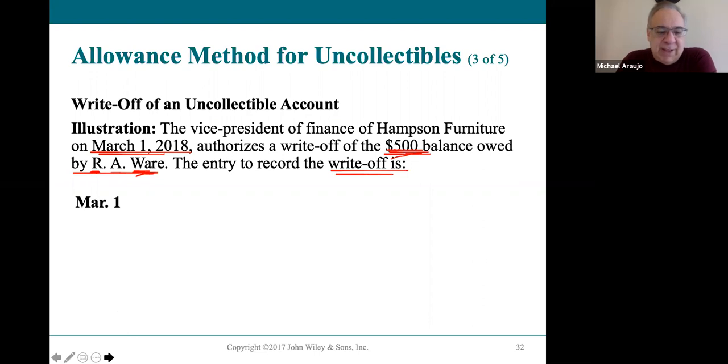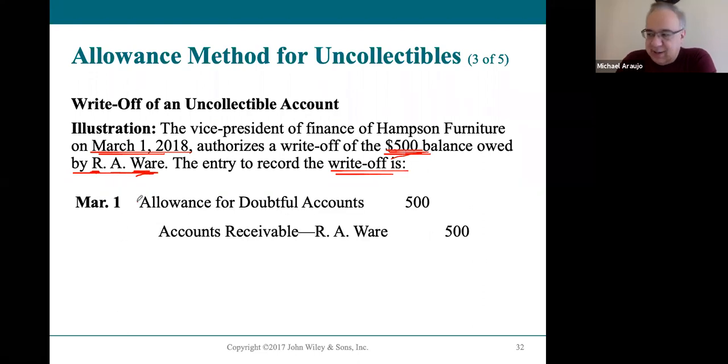They do that by taking the money out of the allowance account and closing out this guy's receivable on their accounts receivable. So a debit to allowance takes the money out of the allowance, and a credit to receivable closes this guy's receivable. Now they're not expecting any money from him because they closed his account out.